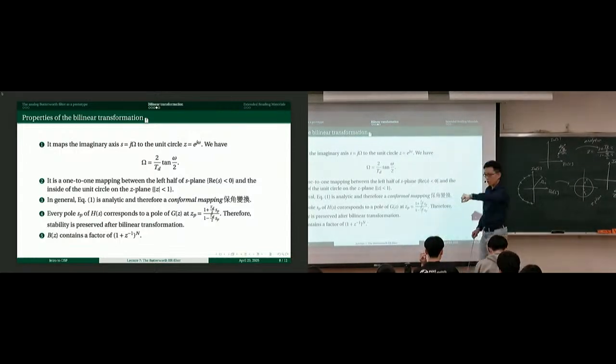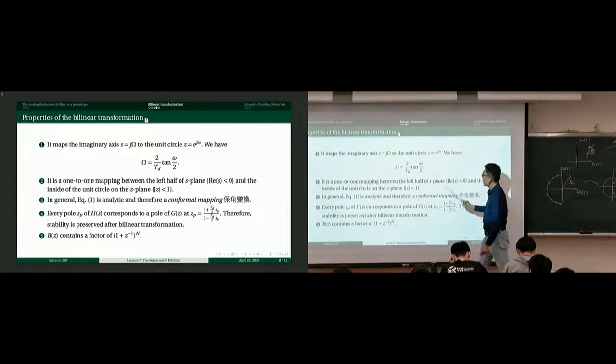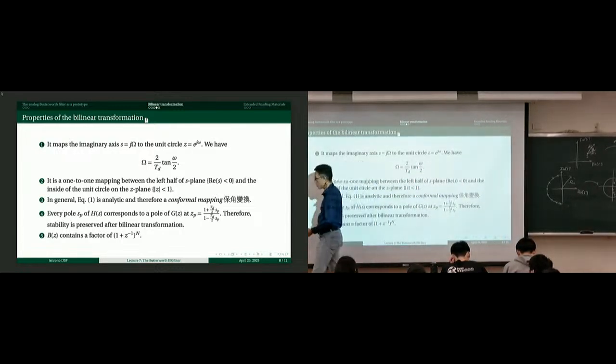Okay, so let's take a break. When we come back, we will look further at what this implies about the relation between big omega and small omega.